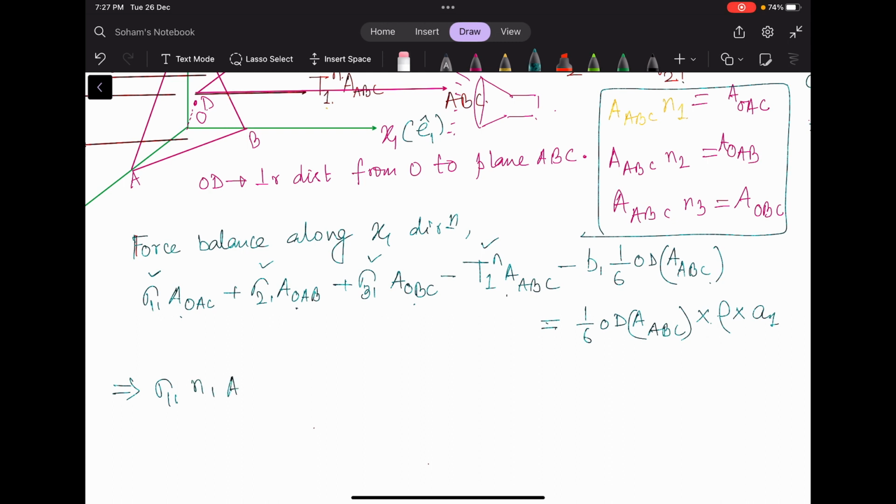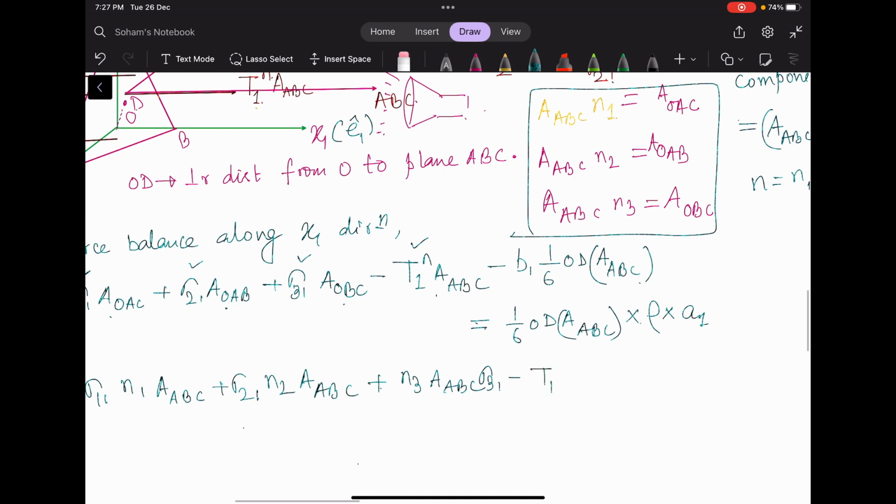N1 into area of ABC plus, here OAB is N2 into area of ABC plus 31 is what? N3 into area of ABC, and a sigma 31 is there, minus T1 into area of ABC minus B1 by 6 OD area of ABC equal to OD by 6 area of ABC rho A1, right?